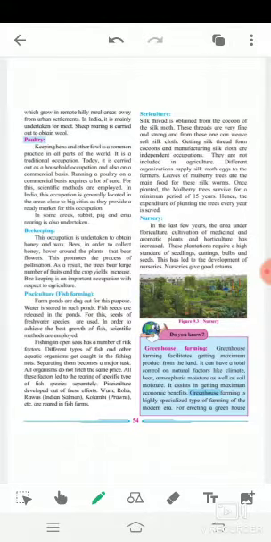Nursery. In the last few years, the area under floriculture, cultivation of medicinal and aromatic plants, and horticulture has increased. These plantations require a high standard of seedlings, cuttings, bulbs, and seeds. This has led to development of nurseries. Nurseries give good returns.